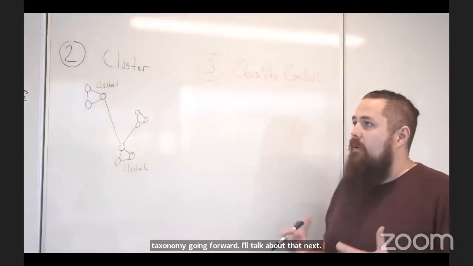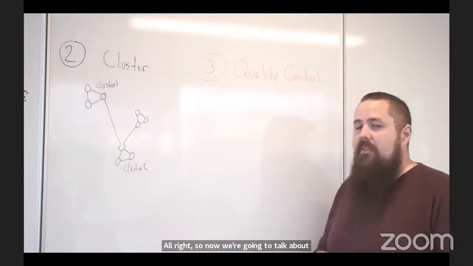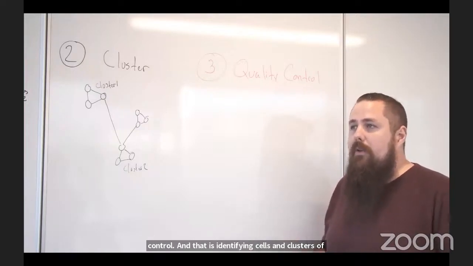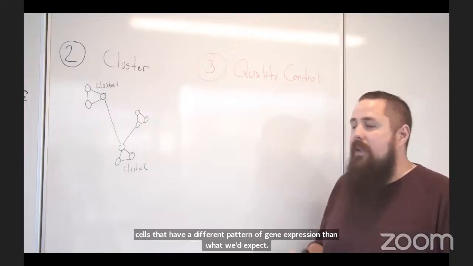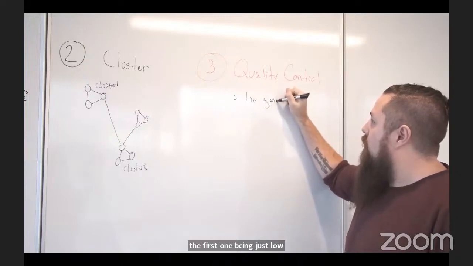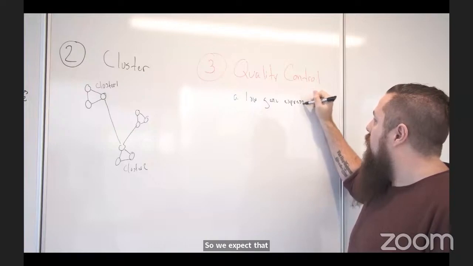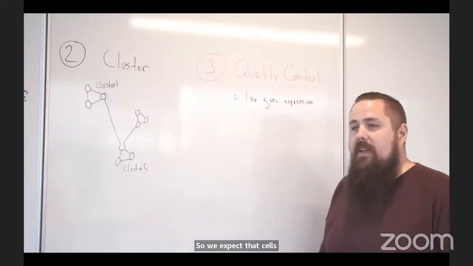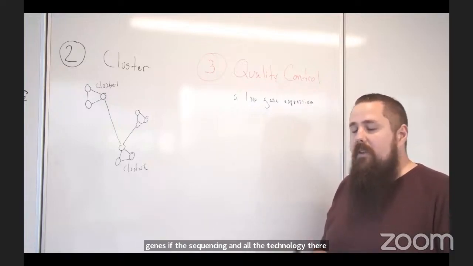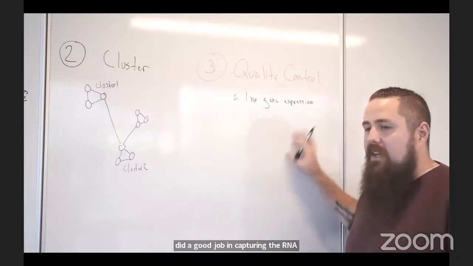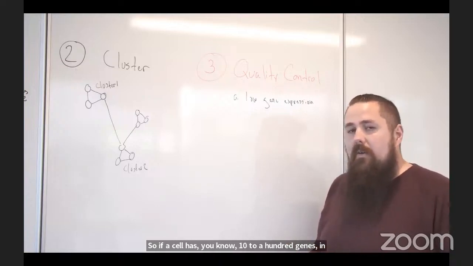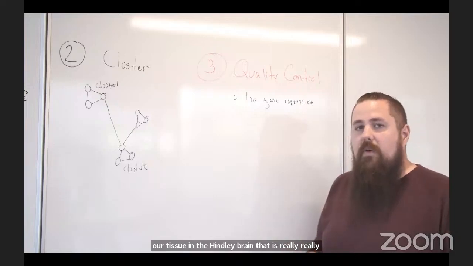All right, so now we're going to talk about quality control, and that is identifying cells and clusters of cells that have a different pattern of gene expression than what we'd expect. This pattern can fall into a few categories. One of the first is just low gene expression. We expect that cells will express a certain number of genes if the sequencing and all the technology did a good job capturing the RNA fragments. So if a cell has 10 to 100 genes in our tissue, in the brain, that is really, really low, and that identifies cells as being of lower quality.